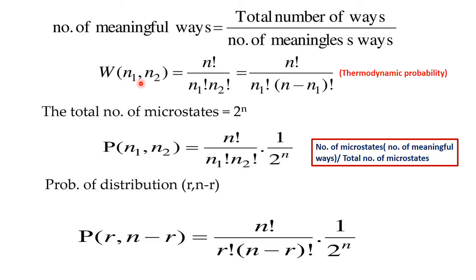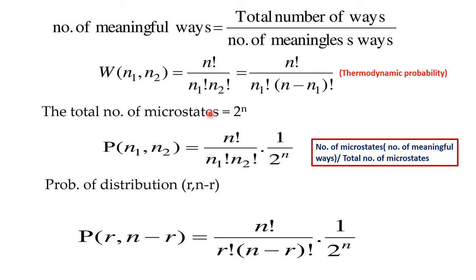That means W(n1, n2) will be equal to the total number of ways, n factorial, divided by the number of meaningless ways, n1 factorial multiplied by n2 factorial. It can be written as n factorial divided by n1 factorial into (n minus n1) factorial. Why is n2 replaced by n minus n1? Because n1 plus n2 is always equal to n, the total number of particles. So we can replace n2 by n minus n1.